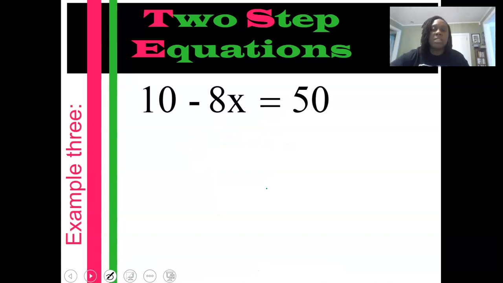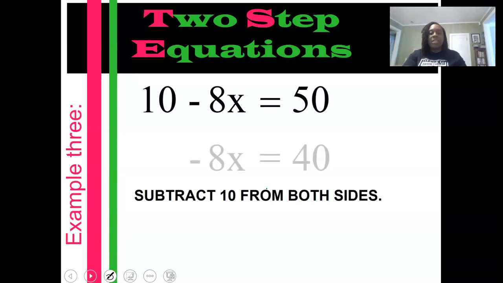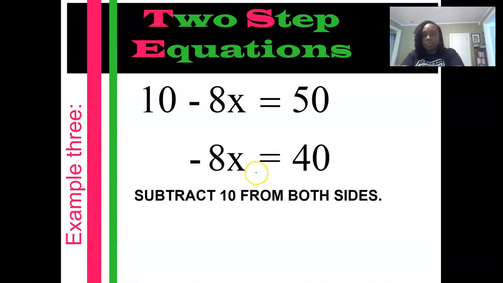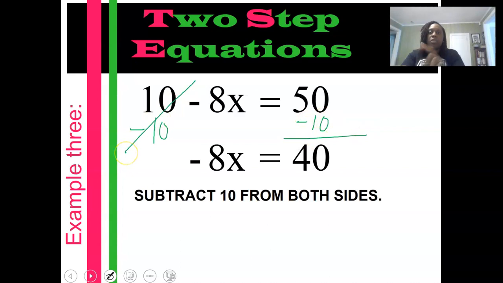All right, so let's look at the third example. We have 10 minus 8x equals 50. I'm sorry. So the first thing that we're going to do is to get rid of this 10. The way we get rid of the 10 is by subtracting. What that looks like is a minus 10 on both sides. So negative 8x equals 40.